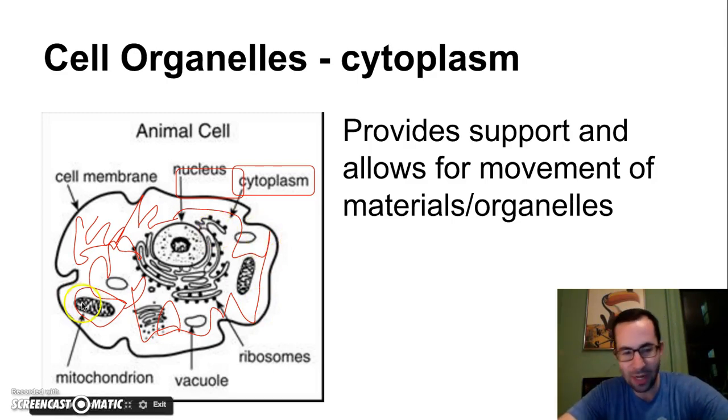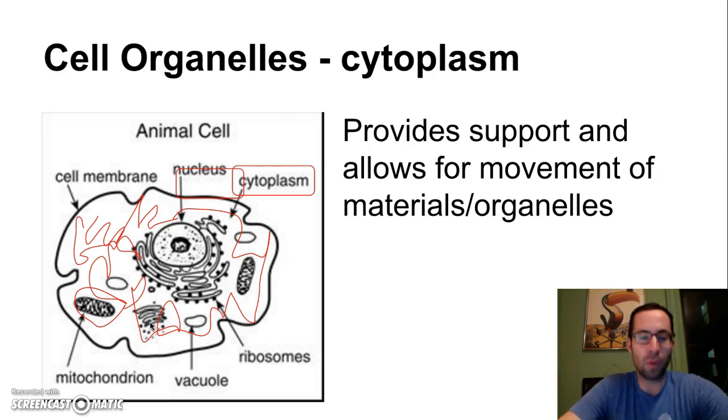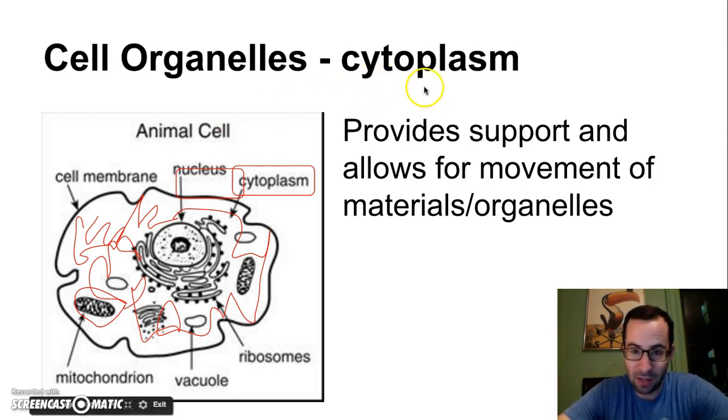So all these other organelles that you see in here and all the things that they make and have to transport around the cell so the cell can function is allowed for by the cytoplasm. Cyto means cell, and plasm is like jelly, like fluid. So this is a cell fluid, cytoplasm.